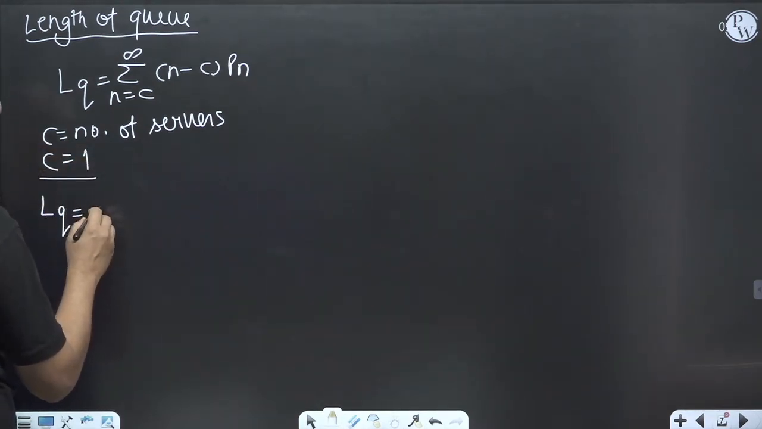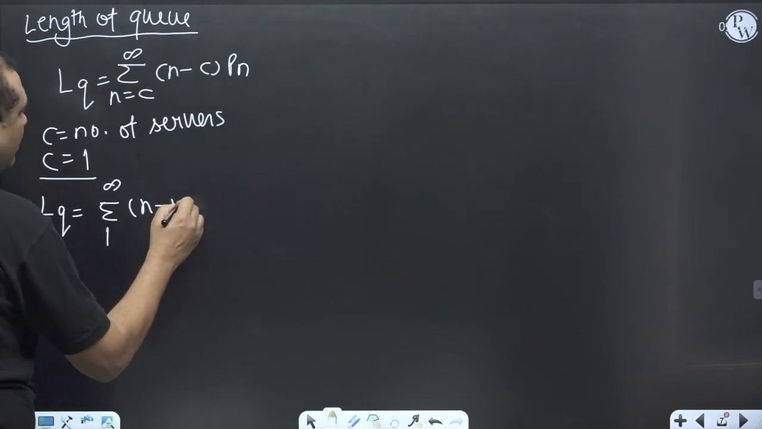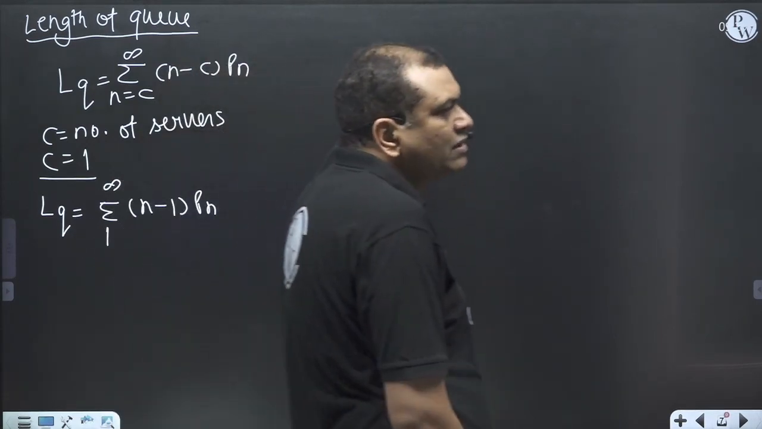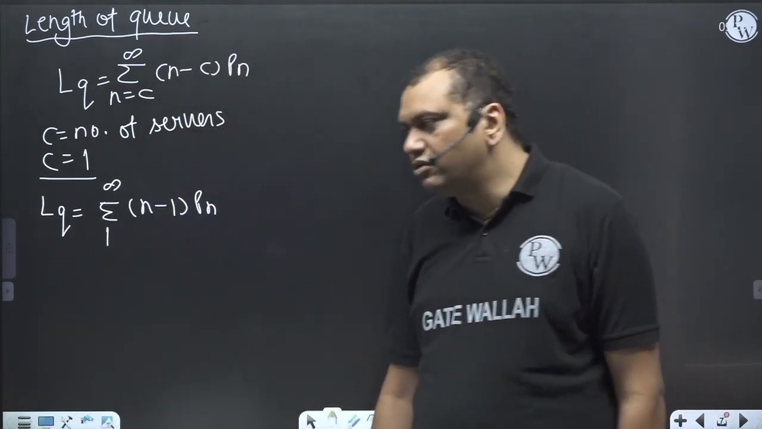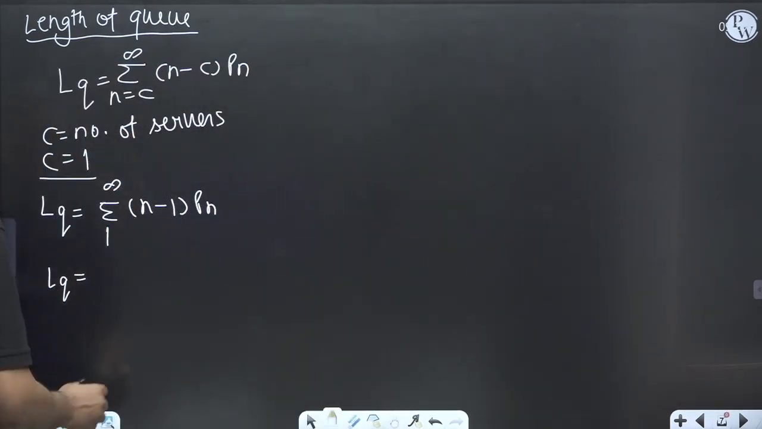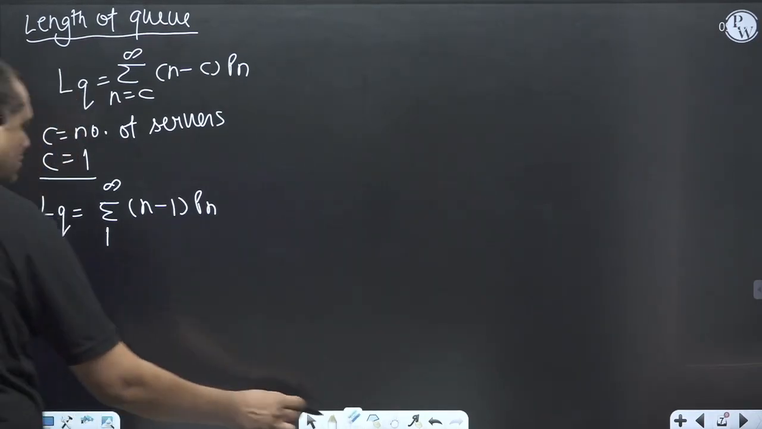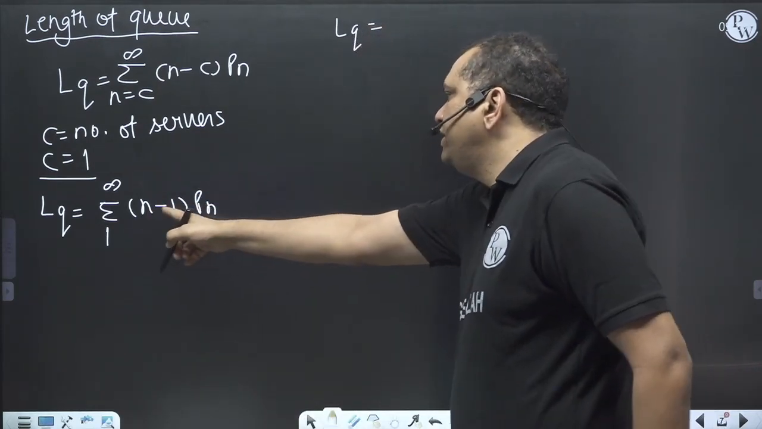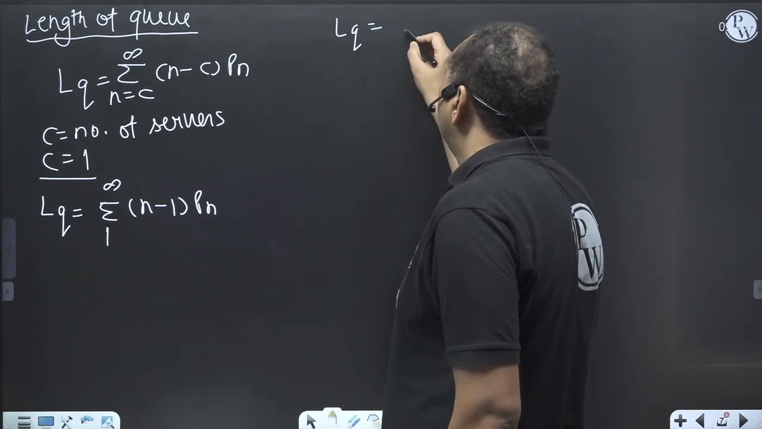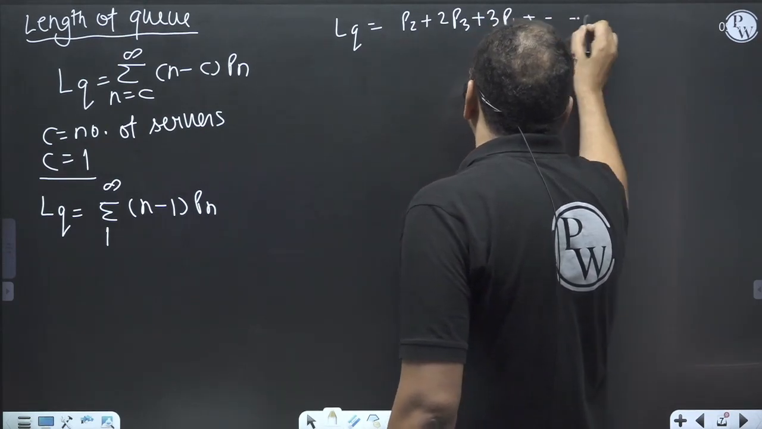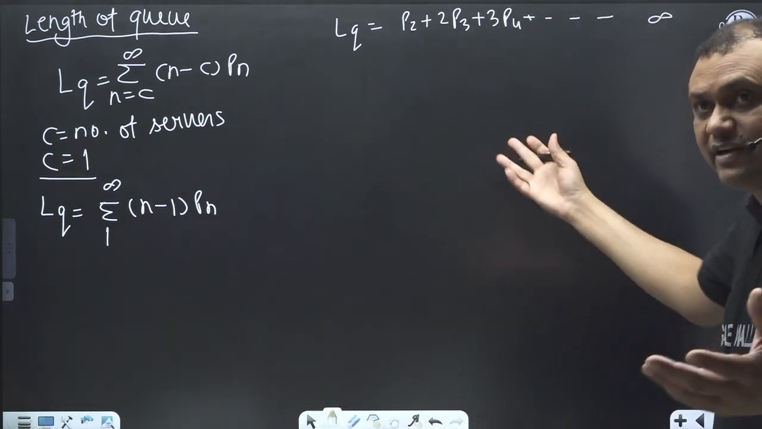So Lq is nothing but summation 1 to infinity of n minus 1 times Pn. C is the number of servers, and initially we are discussing the single server infinite length problem. Just put it here. So Lq, if n is 1 it gives 0, so put 2: P2 plus 2P3 plus 3P4, and it goes to infinity. Check whether it is okay.